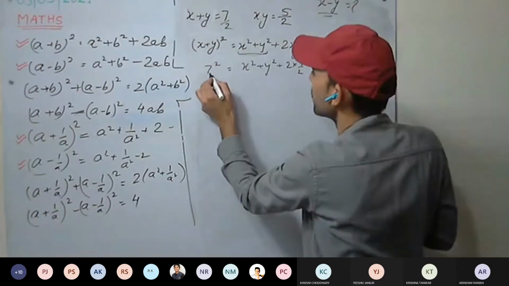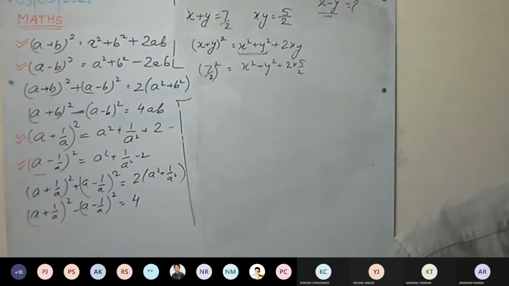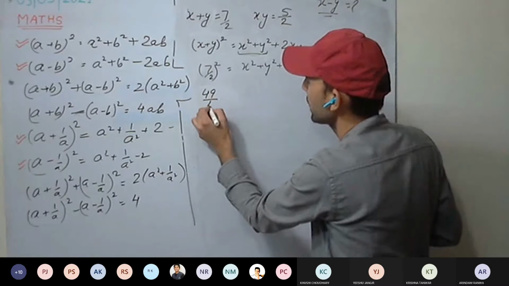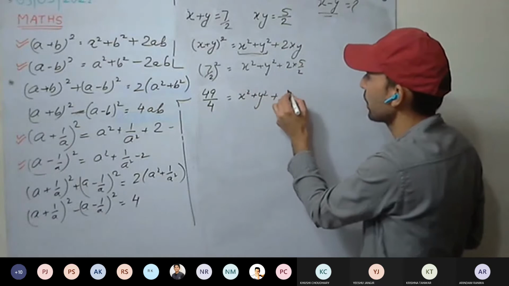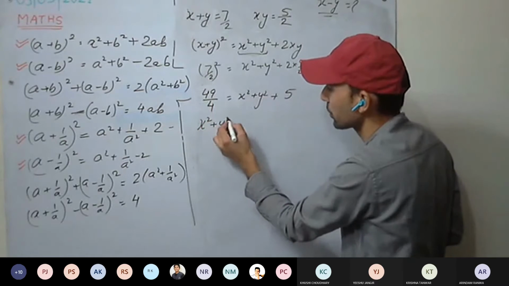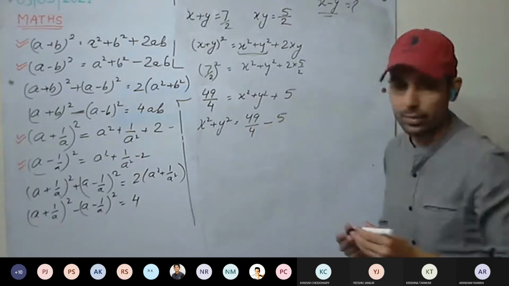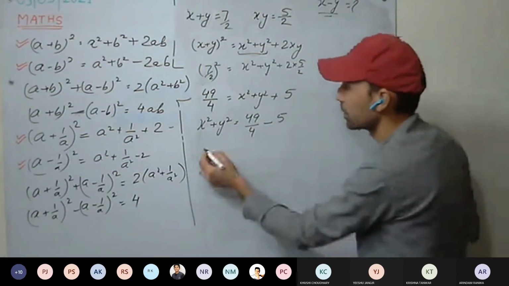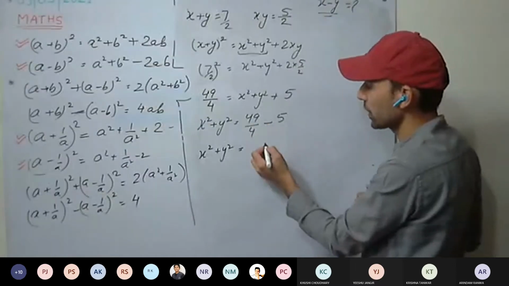So 7 upon 2 the whole square. It will be how much? 49 divided by 4 equal to how much? X square plus y square plus 5. Subtract them. So x square plus y square equal to how much? 49 upon 4 minus 5. Again, we are getting how much? 29 upon 4.